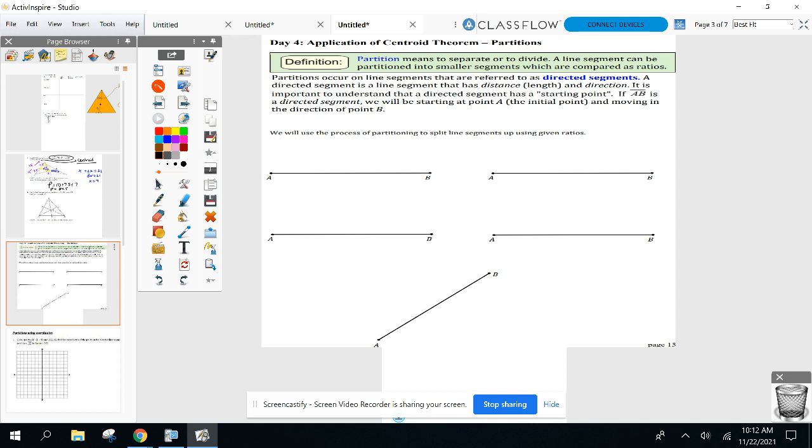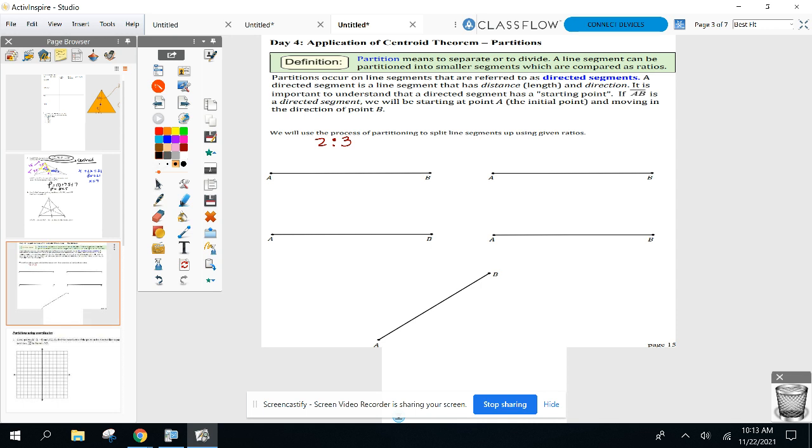Well, here's what I want to do today. I just want to take random segments and break them up into different ratios, other than 2 to 1, and have you guys find those points. So this first one right here, everyone, I have line segment AB. I want to find a point on AB that breaks it up into a ratio of 2 to 3.